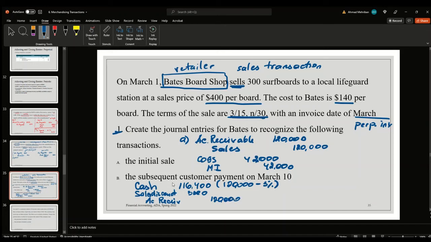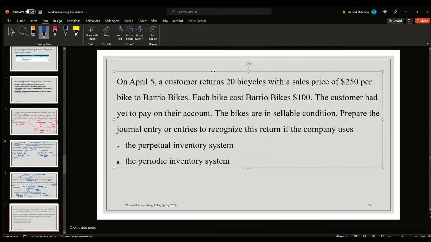So this is how you record the subsequent customer payment. And please note that it's exactly the same entry for both perpetual inventory and periodic inventory systems. They have the same entries. That's very simple. Moving on to the next exercise.